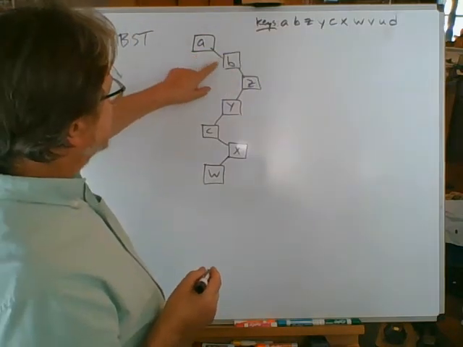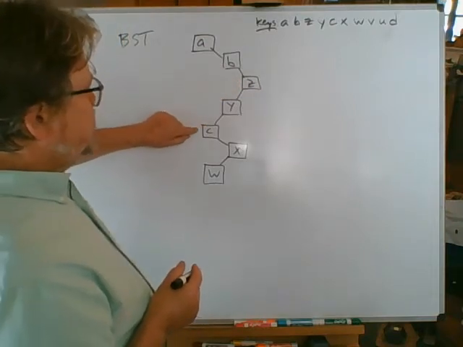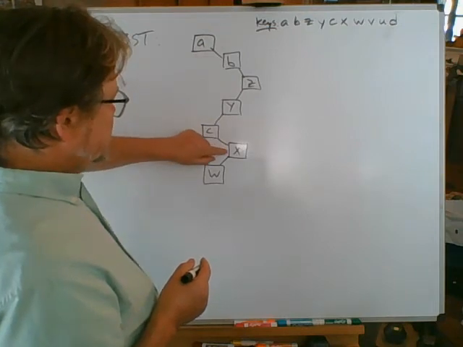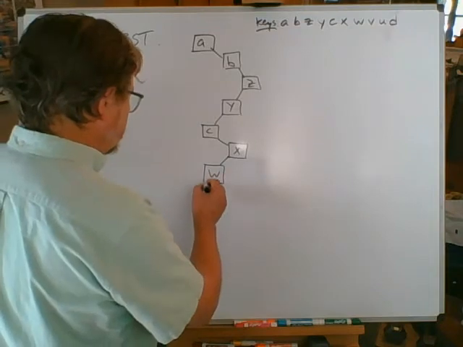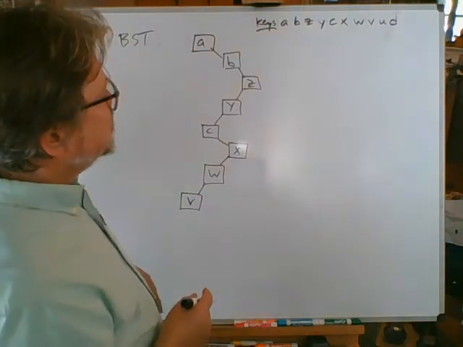V. V is greater than A, greater than B, less than Z, less than Y, greater than C. V is less than X. V is less than W. So it comes over this direction, to the left of W.